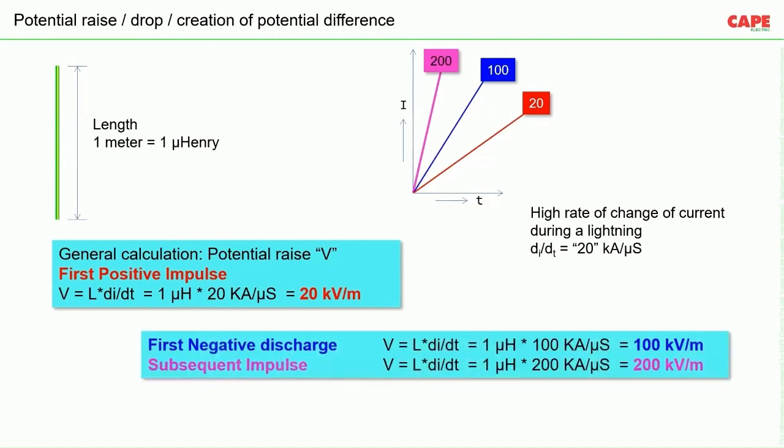Similarly, if we calculate for the first negative impulse and subsequent impulse, V is equal to L di/dt. L is 1 microhenry. di/dt in case of the negative impulse was 100 kA per microsecond. di/dt in case of the subsequent impulse was 200 kA per microsecond. So the voltage drop comes around 100 kV per meter and 200 kV per meter. That means whatever good quality SPD we are using, with 1 meter of wire, the voltage protection level or the voltage drop will be around 100 kV per meter.